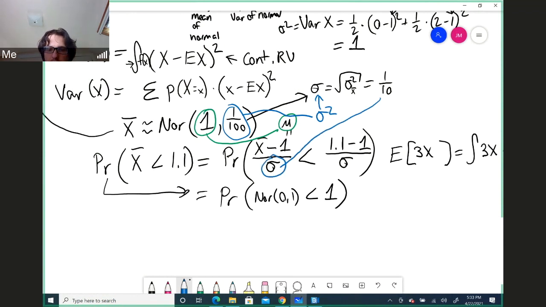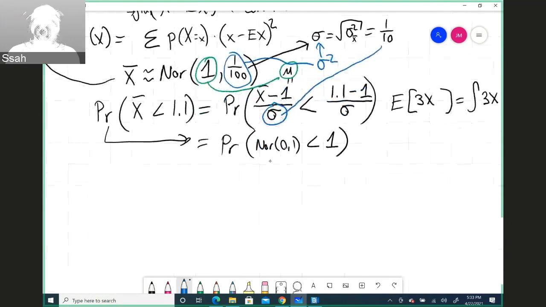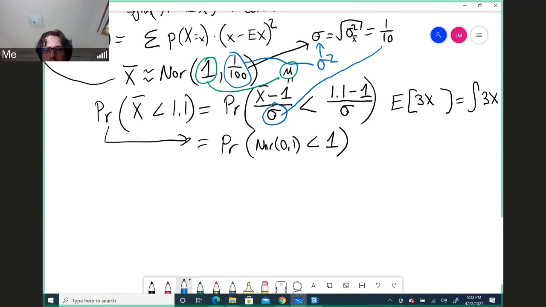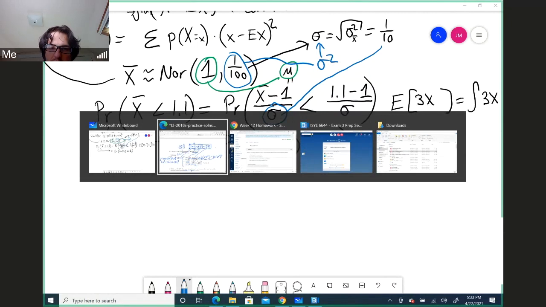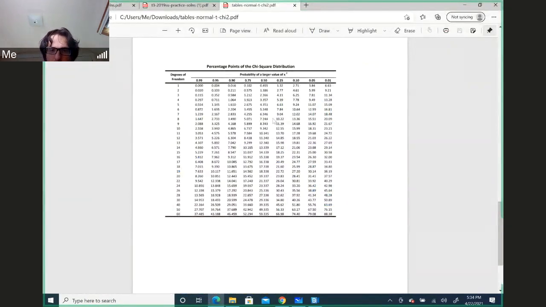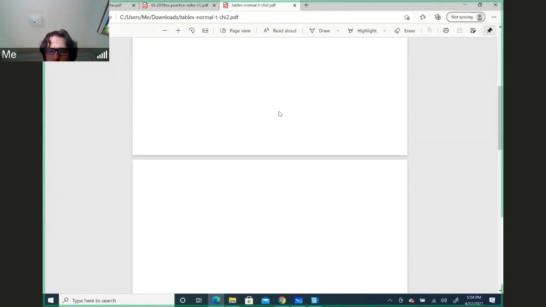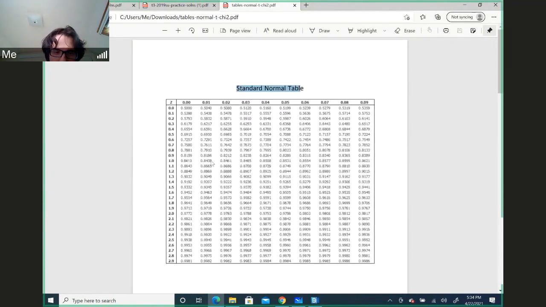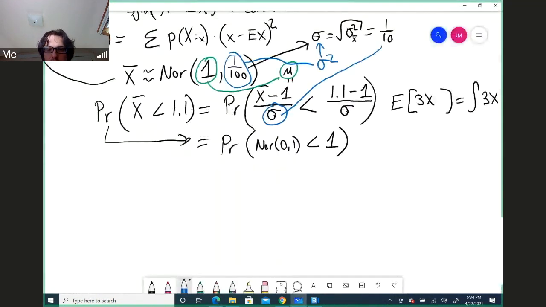Okay. Thank you. Anyway, so we end up with that, and at this point, once you see the probability that the normal 0, 1 is less than 1, we can go to our table, and the top table, the probability that a standard normal is less than 1 is 0.8413. So that is just equal to 0.8413 from the table.